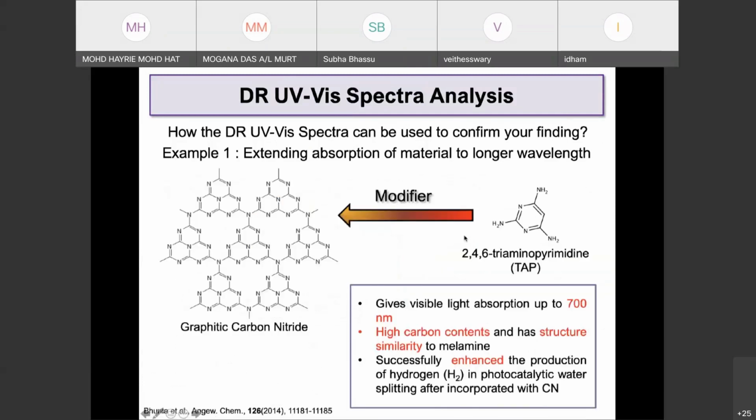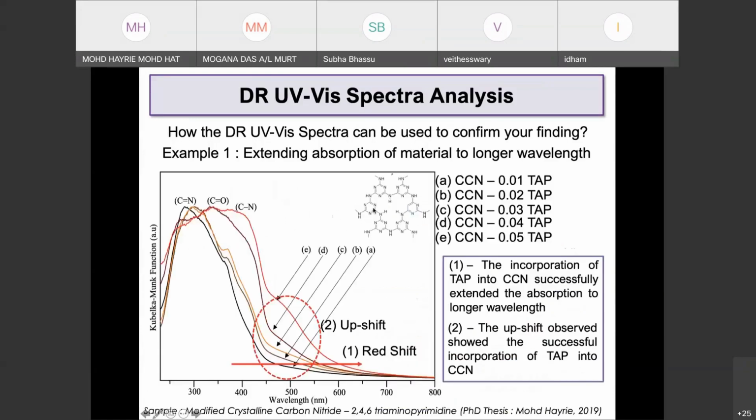So for example, you can modify or dope, in this case we call it doping. We dope 2,4,6-triaminopyrimidine, TAP, into the graphitic carbon nitride, because it gives visible light absorption up to 700 nanometer and has a structure similar to melamine and so on. So now you have already doped the TAP into the carbon nitride.